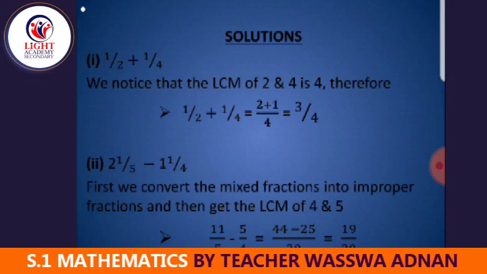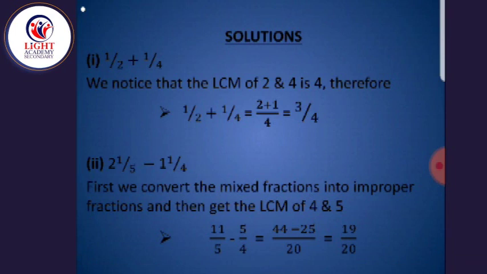That is, first we change the mixed fractions into improper fractions. Afterwards, we get the LCM of the denominators 4 and 5, which is 20. Then the new denominator 20 is divided by the first denominator 5 to give 4, which is then multiplied with 11, giving us 44. Also, the new denominator 20 is divided by the second denominator 4 to give 5, which is then multiplied with 5, giving us 25.